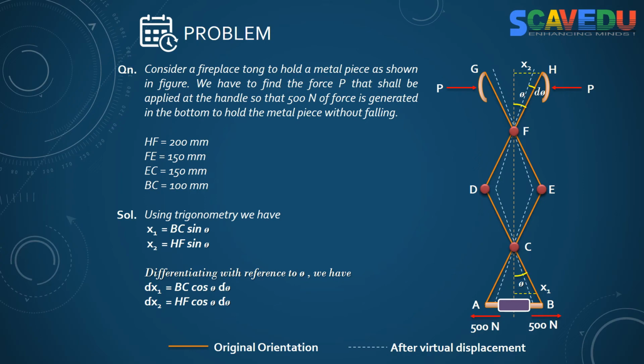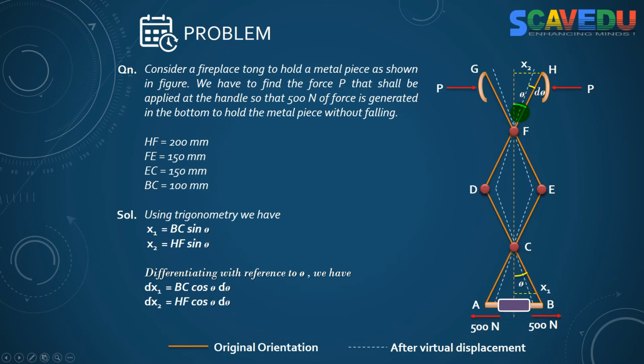So if I just give a small displacement d theta at the top here, this blue dotted line shows the new position of the tong links. These small links will displace to these respective positions. So initially the distance between the center axis here and the point H is x2, and in the bottom the center axis and the point B is x1.